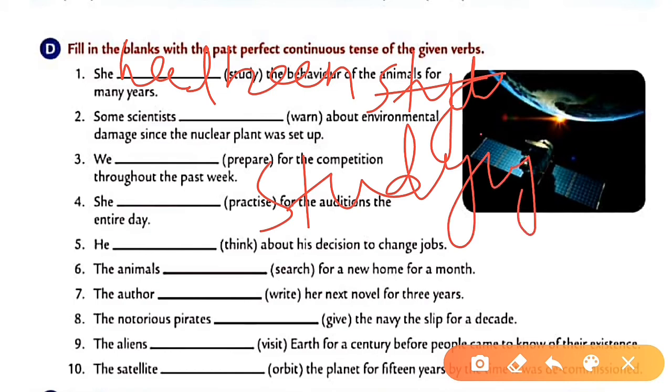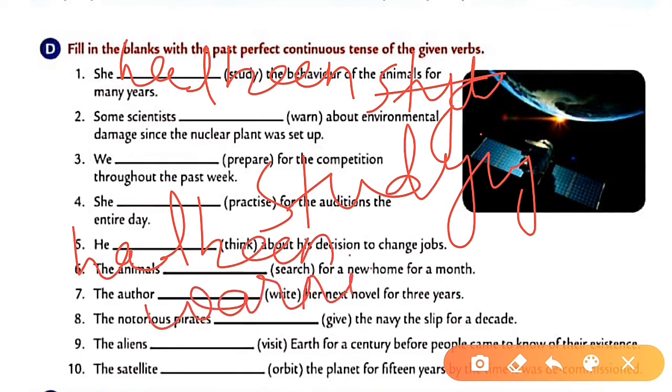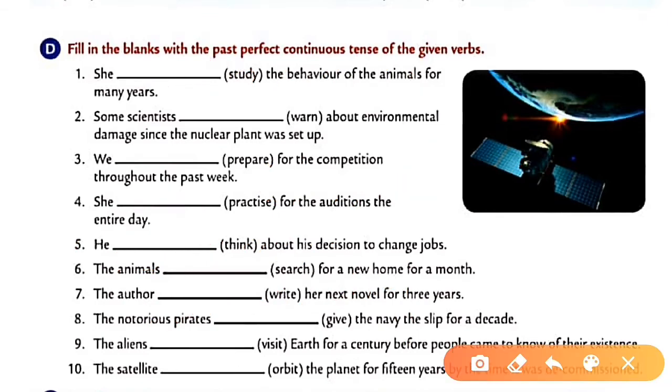Number two: some scientists dash about the environmental damage since the nuclear plant was set up. Had been warning. And next, number three: we dash for the competition throughout the past week. We had been preparing.